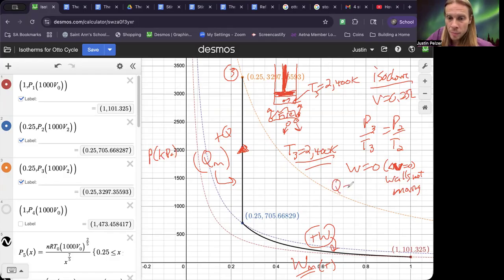But then the heat becomes the delta KE, and both of those equal 5 halves nr delta T, and we get that those are equal to 1,619.6996 joules.